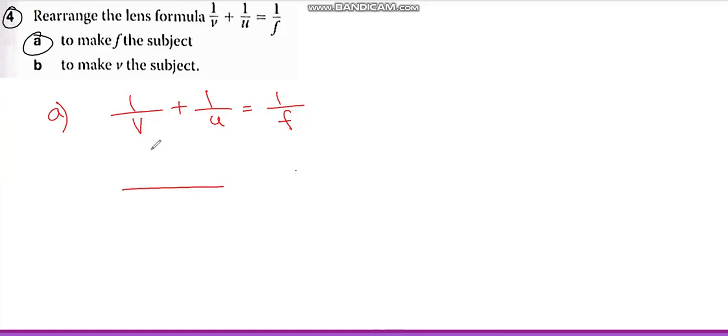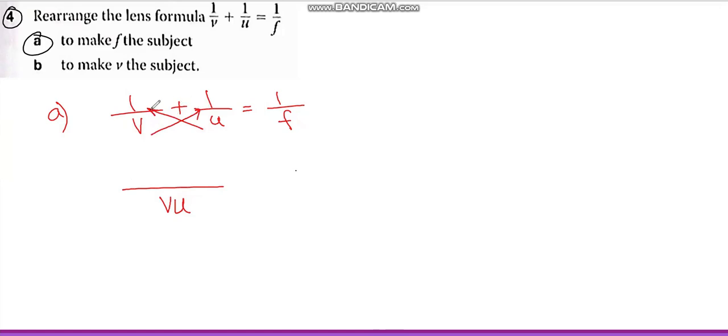In question number 4, they want us to rearrange the lens formula, which is 1 over v plus 1 over u is equal to 1 over f. So in A part, we have to make f the subject. If I rewrite the equation, I will have 1 over v plus 1 over u equals 1 over f. Now these are fractions, so we can take a common denominator, that is the product of the denominators, and the numerators will be the cross multiplication with the denominators.